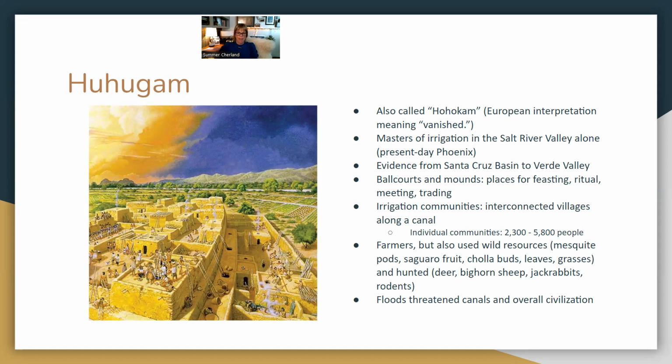These folks were masters of irrigation. They dug the first canals. So when you're riding your bike or walking across campus or driving, and you see one of those canals that's bringing water to Phoenix and electricity to Phoenix, Americans were not the first to do this, right? Centuries before, the Hohokam were the ones doing this. They were incredible, and they lived here in the Salt River Valley, right in the area of Phoenix. But there's evidence of them across the Southwest from about Santa Cruz Basin to the Verde Valley. So they were all along the middle of our current state.